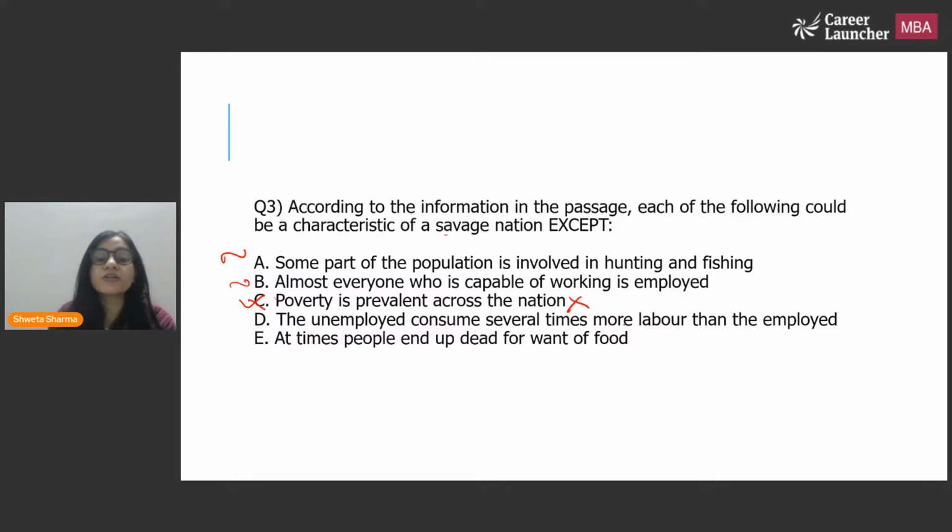Unemployed consume several times more labor than the employed, and at times people end up dead for want of food. Yes, this is also true about the passage, therefore not the answer. So A, B, and D are the best choices. Part of the population is involved in hunting and fishing, even if we consider this to be true. Almost everyone who's capable of working is employed. That's what the passage also says. So this is also right, true as per the passage, therefore it is not the answer choice.